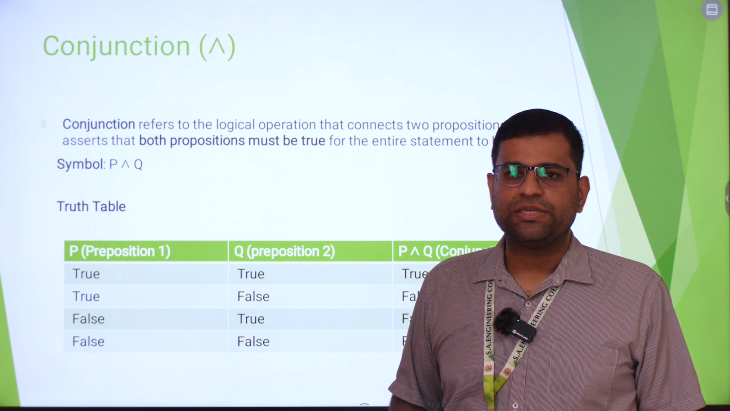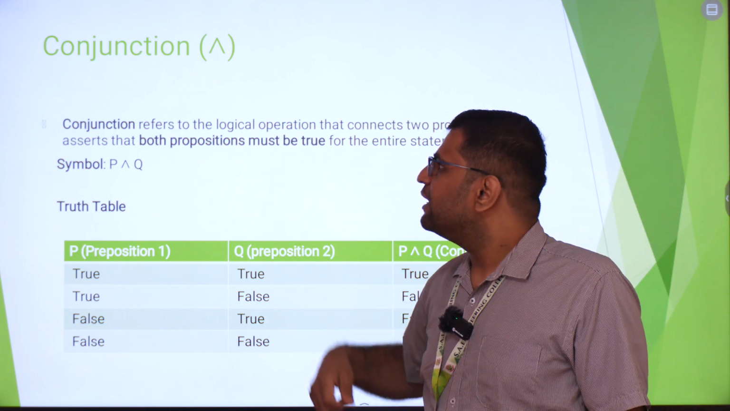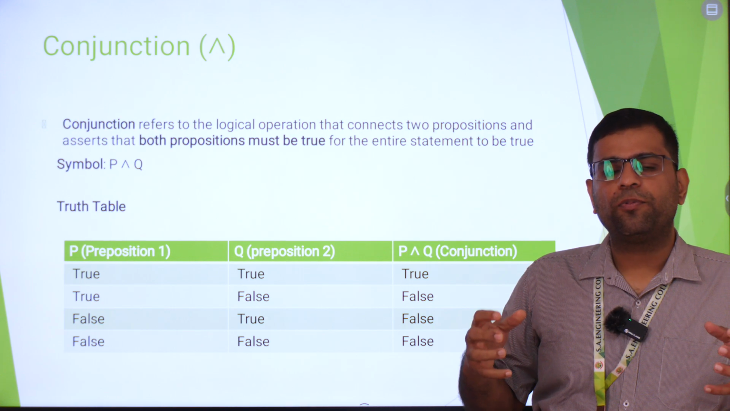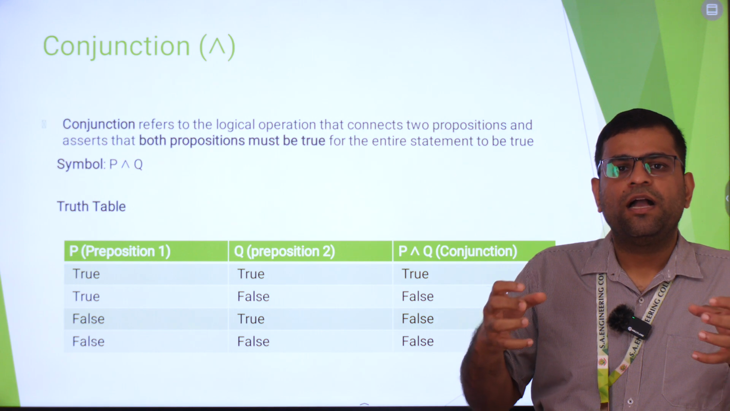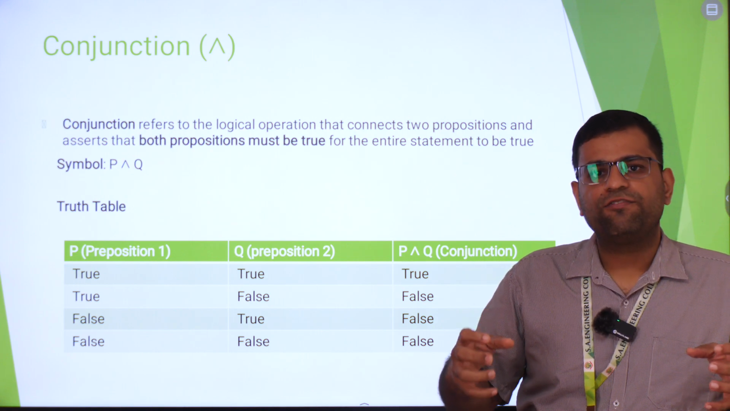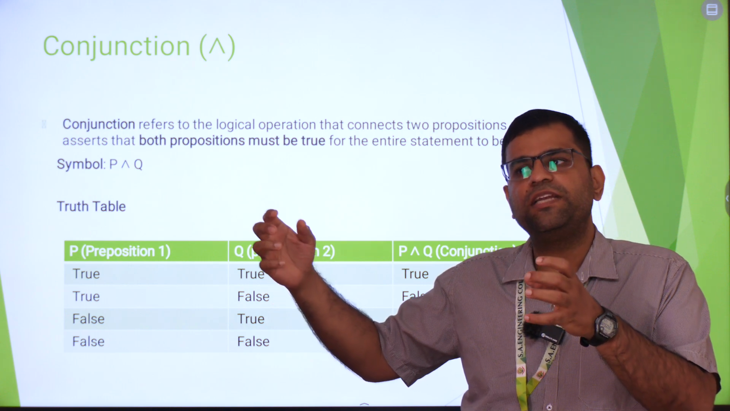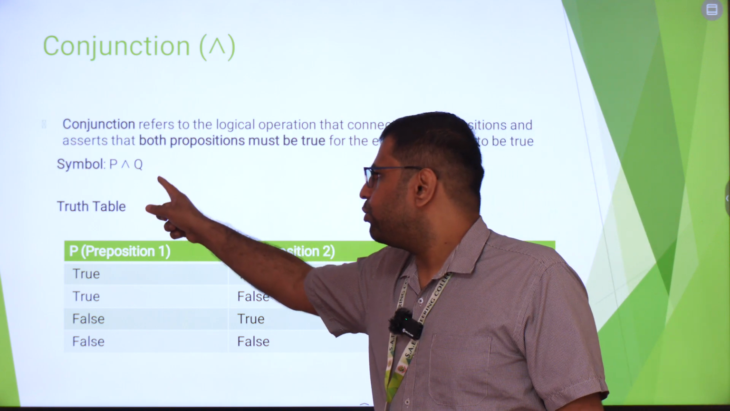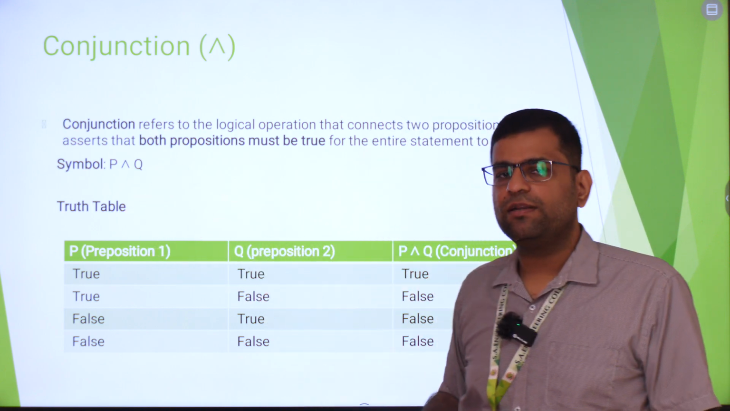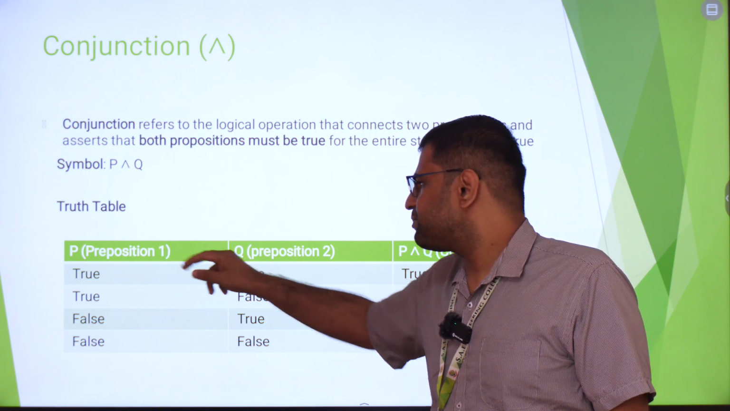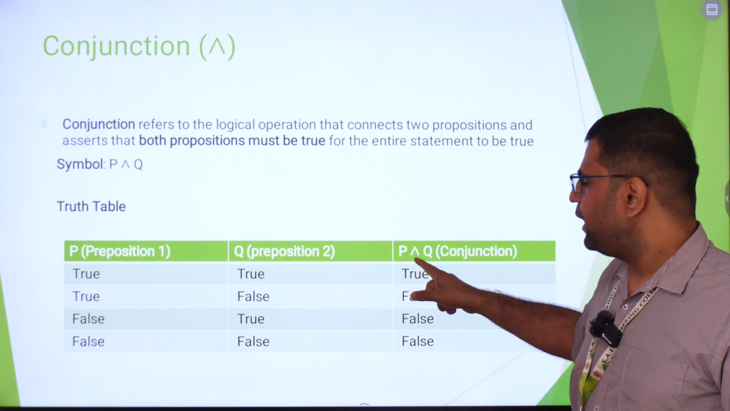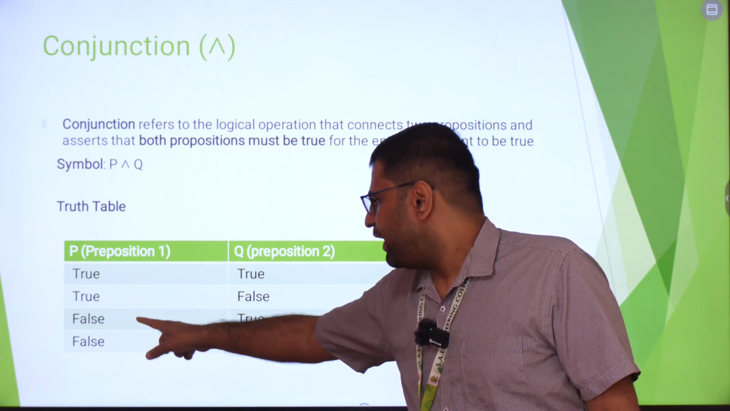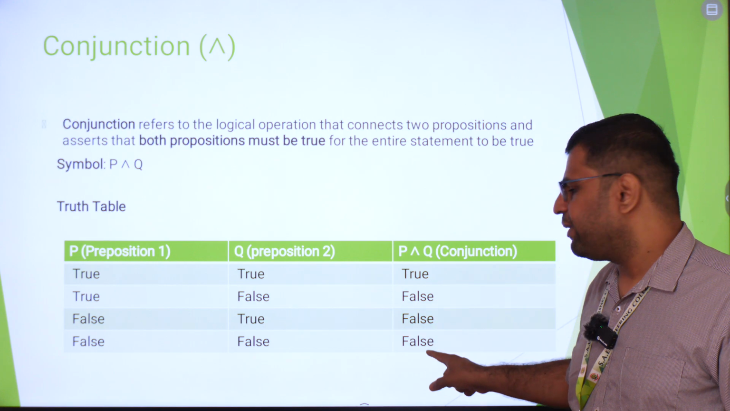Next we will see conjunction. Conjunction is the symbol with the inverted V. It connects two propositions such that both propositions must be true for the entire expression to turn out true. P and Q are propositions, connected by a single inverted V. Let's say P is proposition 1, Q is proposition 2. P conjunction Q should be true if both values are true. If any of the values is false, then it becomes false.